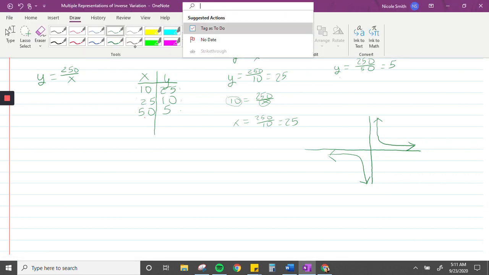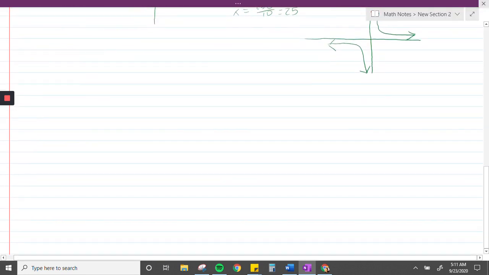Let's do one more example. So you've been given the equation and you've been given the verbal description. Now for our last example, we want to start with the table. And we're going to find the equation, the verbal description, and the graph from the table. So you're given a table. And the values are already filled in.